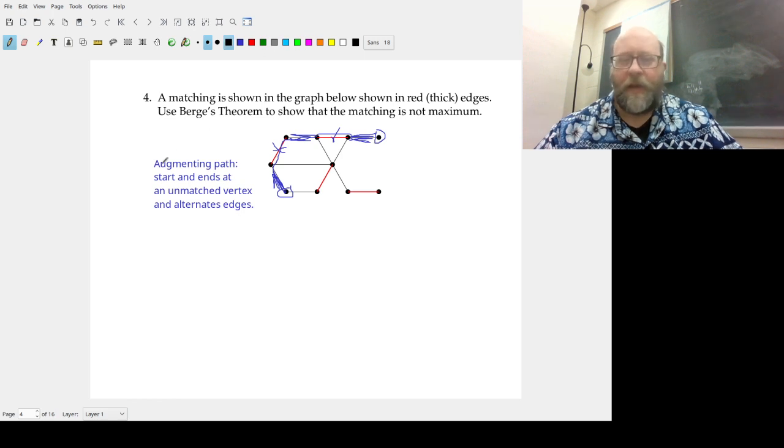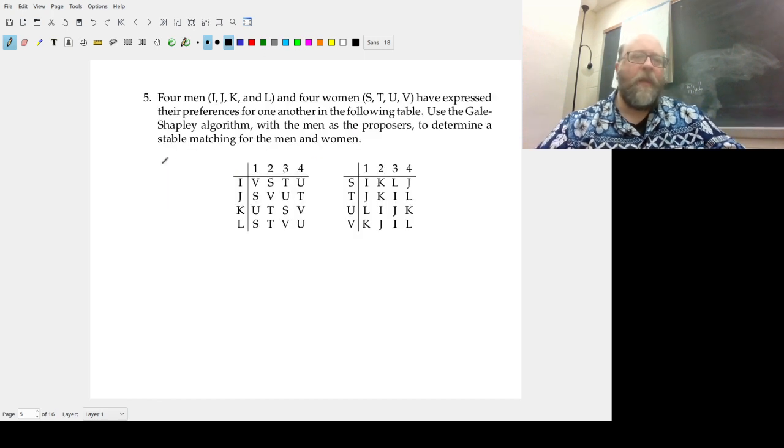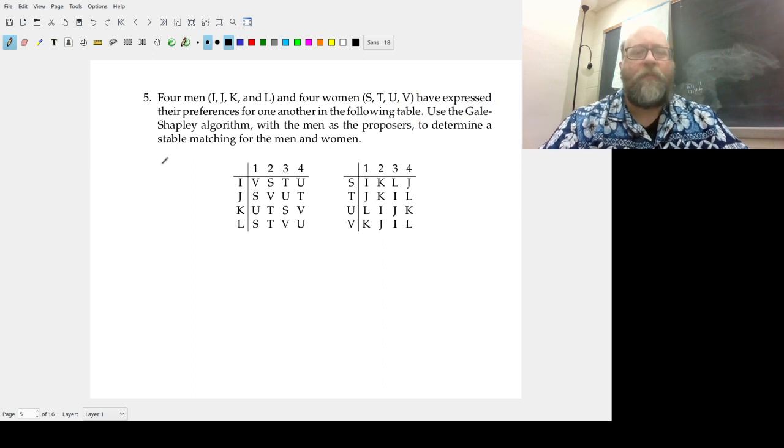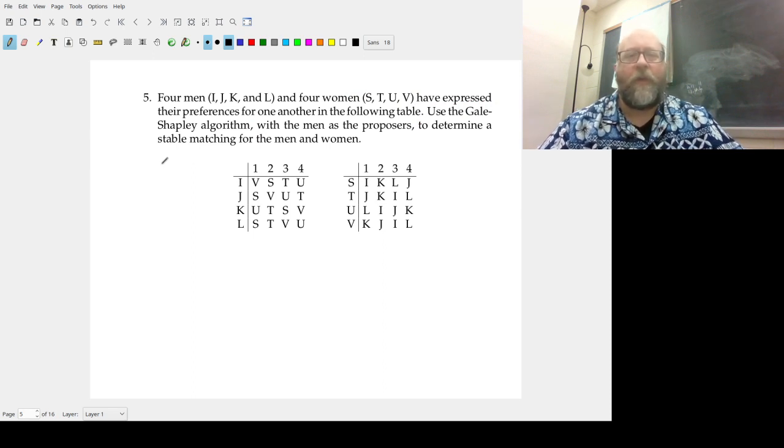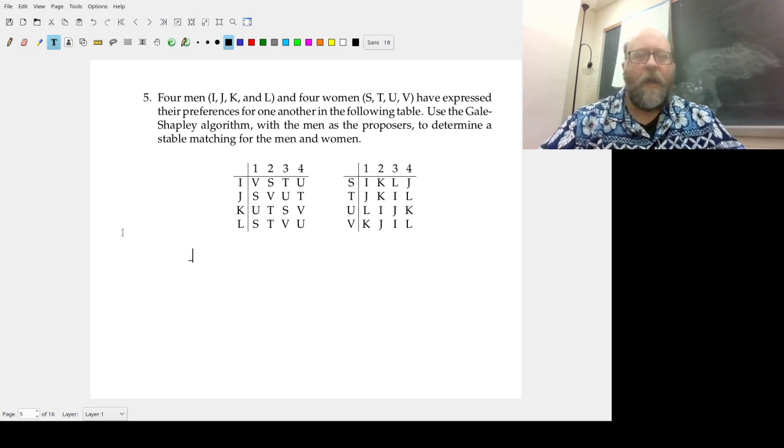All right. Let's look at the next problem. 4 men and 4 women have expressed their preferences for one another in the following table. Use the Gale-Shapley algorithm with the men as the proposers to determine a stable matching for the men and women. So what we're going to do here is we're going to try to match to S, T, U, and V.